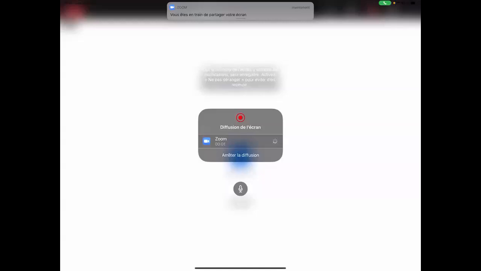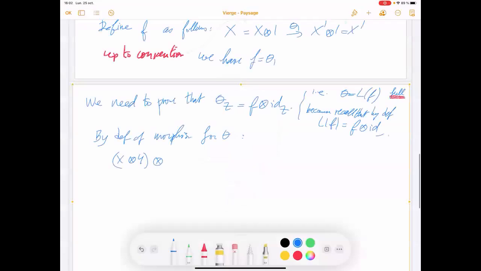Okay, so sorry, I was disconnected. So I said it's almost the pause, so I will just write the axiom for theta to be a morphism. So you have X, Y, Z, and X tensor Y tensor Z.